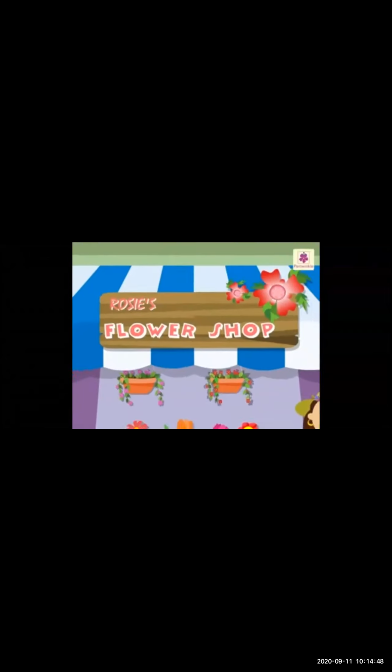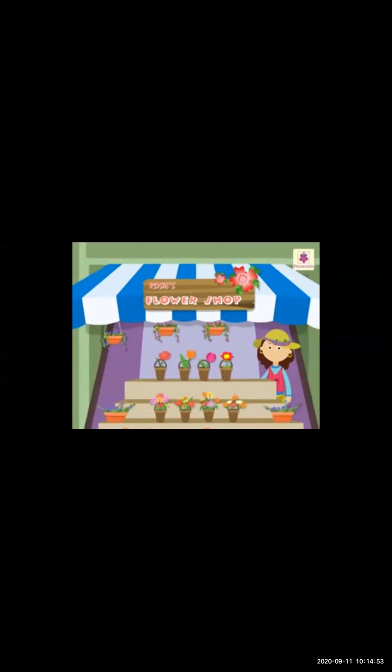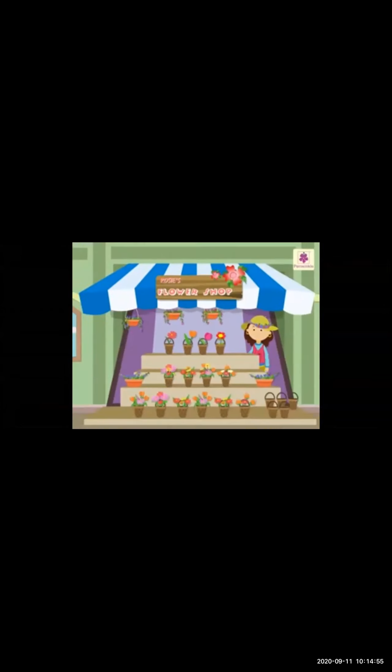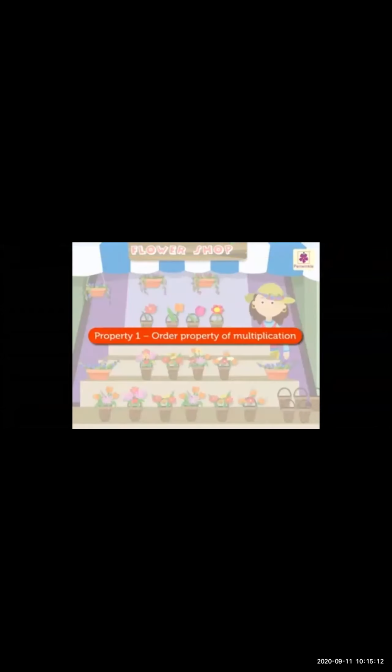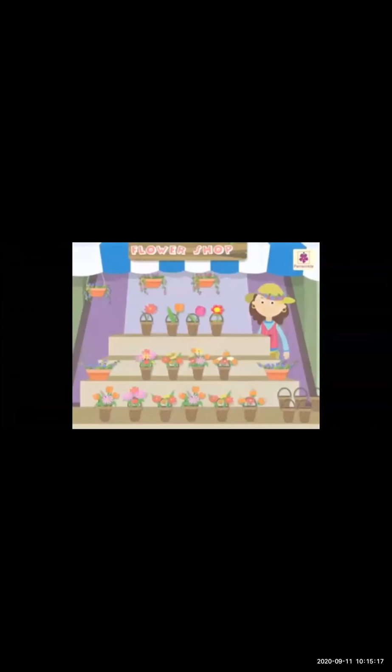Wow! Rosie's flower shop has so many beautiful flowers. Let us learn about the multiplication properties at Rosie's flower shop. There are 3 multiplication properties. They are: Property 1. Order property of multiplication. Let us take an example in Rosie's shop and check this property.